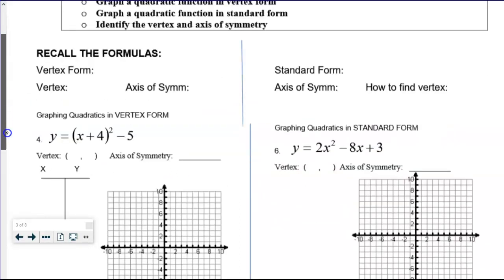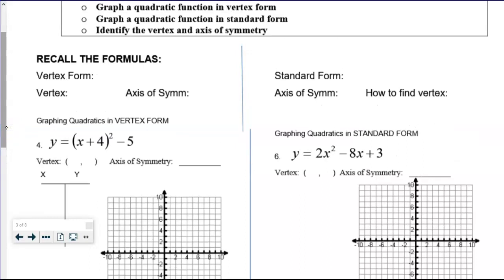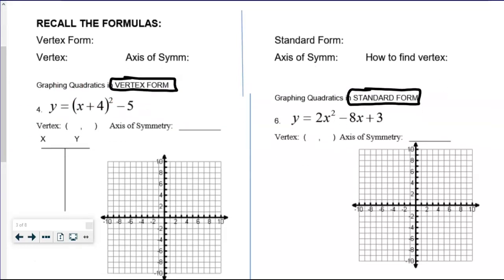All right, here's another new section. We're going to be graphing some parabolas in various forms, and only 2 forms on this test. So you're going to be graphing in vertex form, and you're going to be graphing in standard form. So what we want you to remind yourself about is that vertex form is the one that we actually like a lot because you can see the vertex.